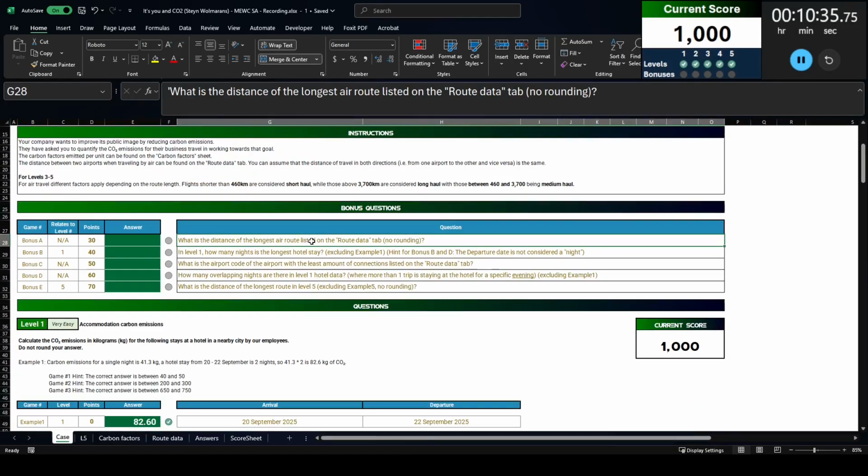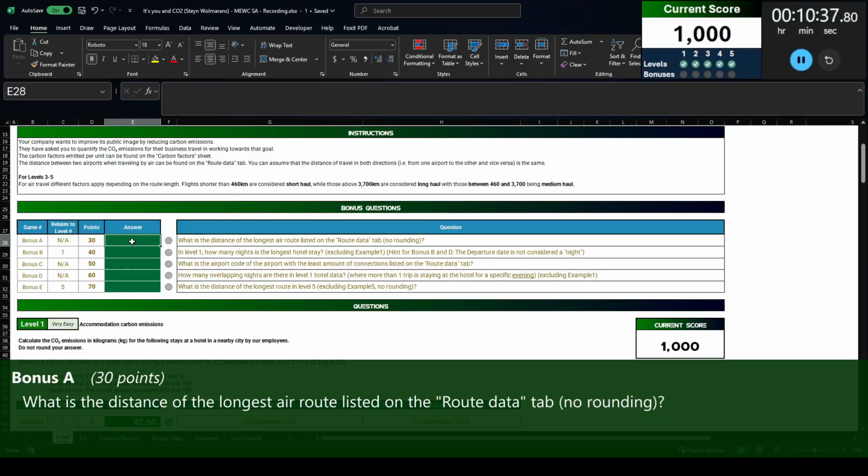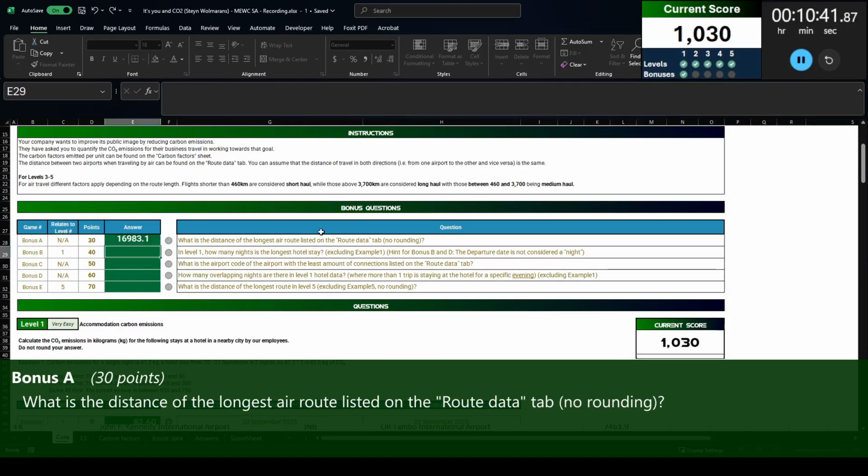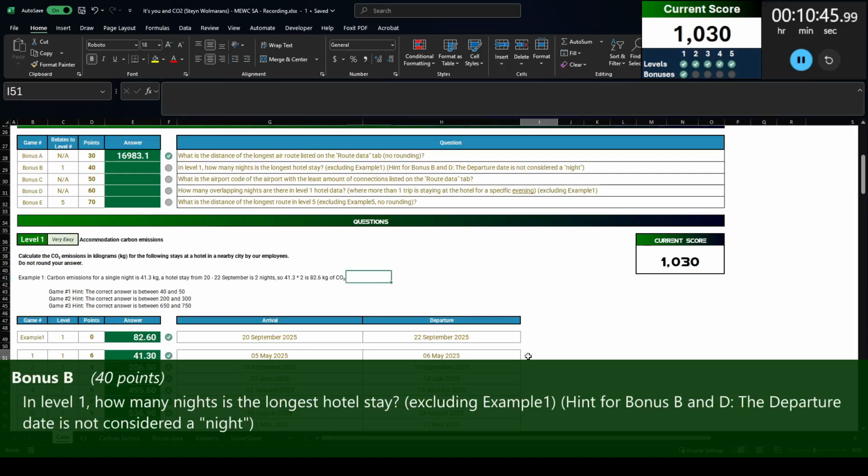Let's go ahead and take a look at the bonuses. Bonus A, what is the distance of the longest air route listed on the Route Data tab? This is very straightforward. We have all the distances, find the maximum distance. Bonus B, in level 1, how many nights is the longest stay?